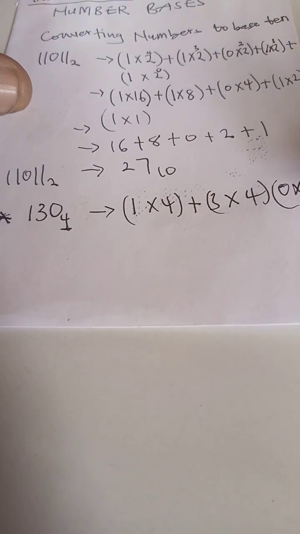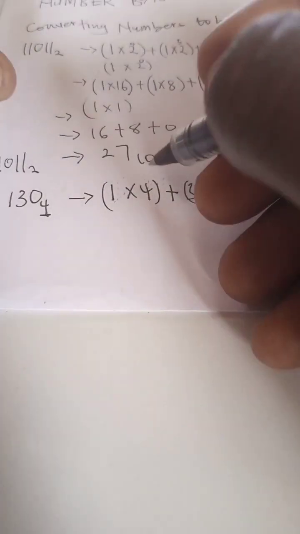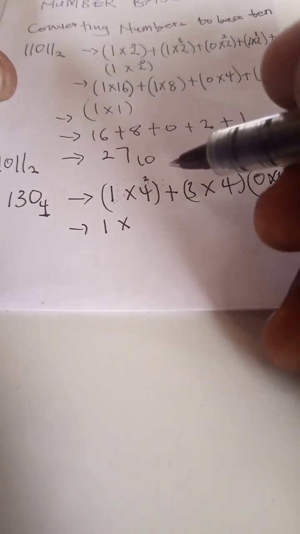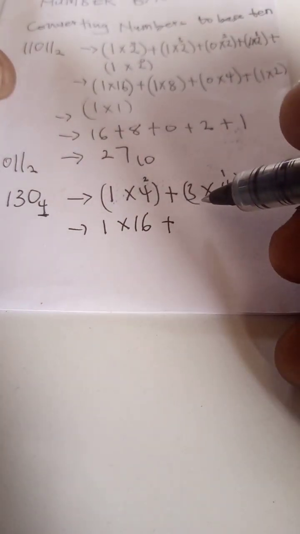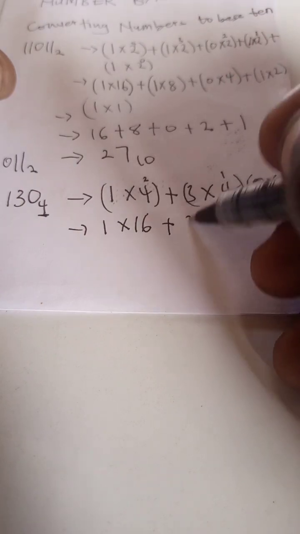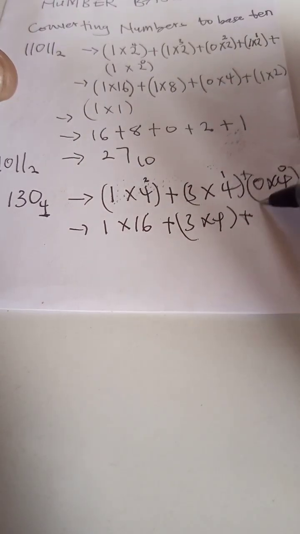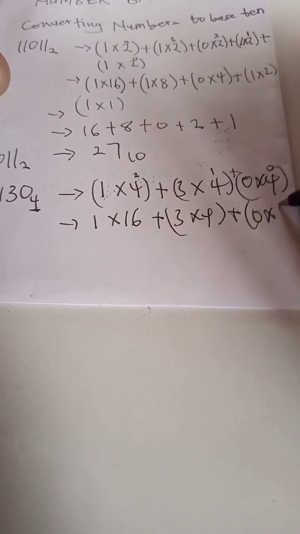Then you assign the base from 0 upwards, from what? Your right hand side to the left. So the first number will take 0, the second takes 1, and the last takes what? 2. Then just expand the powers. So 4 square is 16. Then plus 4 power 1 is 4, so 3 times 4, then plus, sorry, there's a plus here, 0 times any number raised to the power 0 is 1.